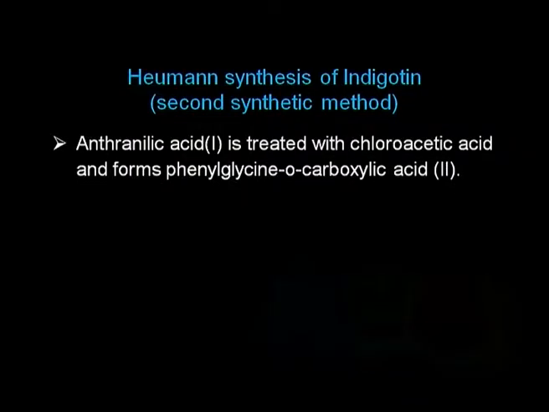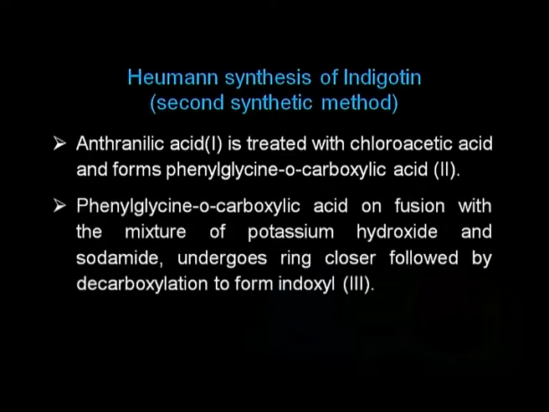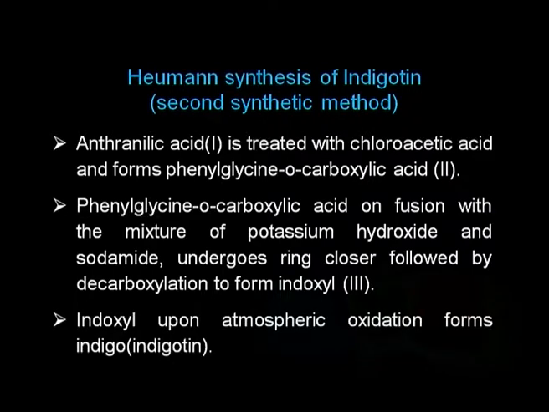The second synthetic method for the preparation of indigotin is starting from anthranilic acid. Here anthranilic acid is treated with chloroacetic acid and forms phenyl glycine ortho-carboxylic acid. This phenyl glycine ortho-carboxylic acid on fusion with the mixture of potassium hydroxide and sodamide undergoes ring closure followed by decarboxylation to form indoxyl. Indoxyl upon atmospheric oxidation as usual forms indigo or indigotin.